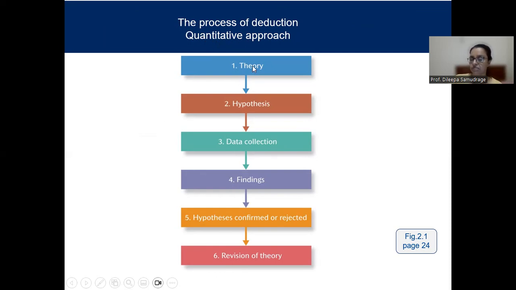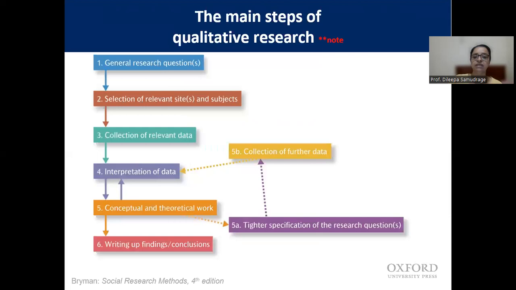So you start from theory, then you develop the hypothesis. Based on the hypothesis, you collect data. Then you have the findings. Then you reject or confirm your hypothesis based on your findings, right? So that is the process that you follow in quantitative, survey-based studies. But this is the qualitative research process, right?